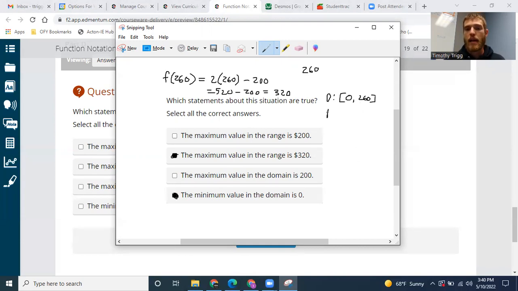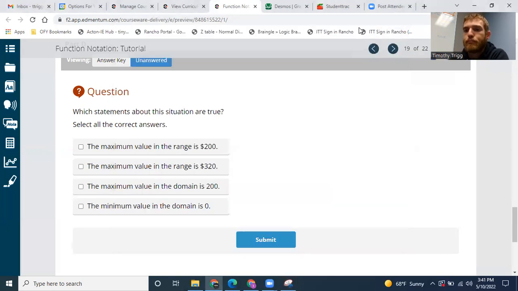Okay. For the range, in other words, the outputs, the lowest value in the range would be 0. So, well, actually negative 200, right? Because if they sell 0 bracelets, they'll actually lose $200. And then the highest possible profit is 320. Okay, so our domain and our range.